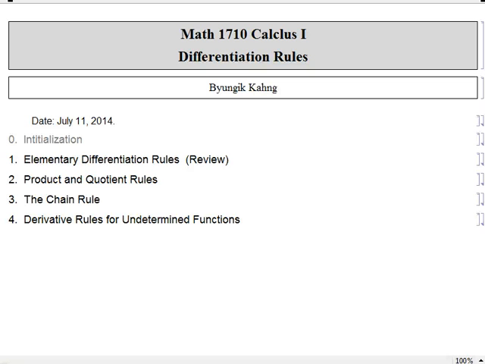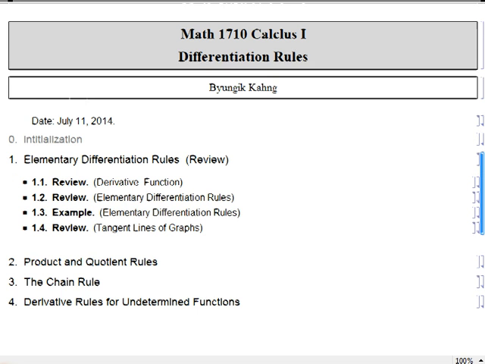This supplementary lesson consists of 3 differentiation rules and their applications. Product and quotient rules, which are covered in 3.2 of our textbook, and the chain rule, which is covered in 3.4. But before those, let's talk about elementary derivative rules, just for review.